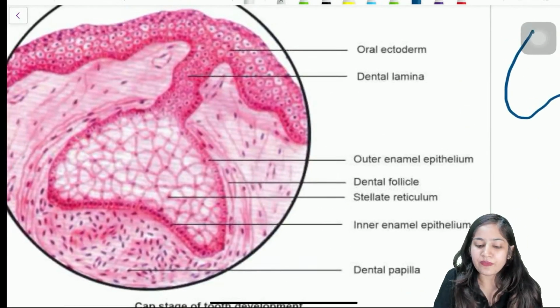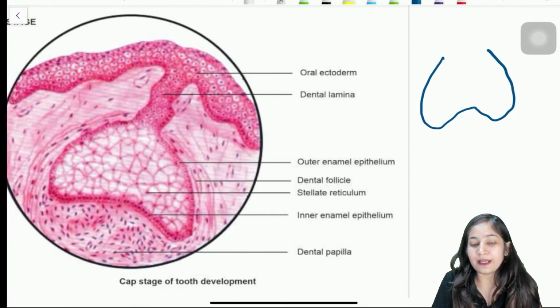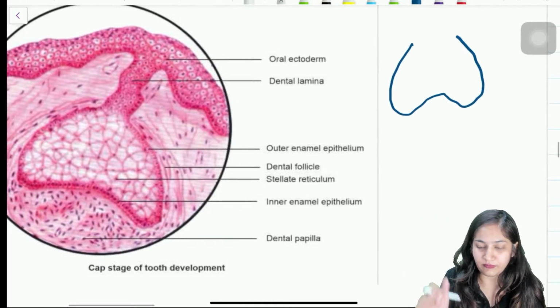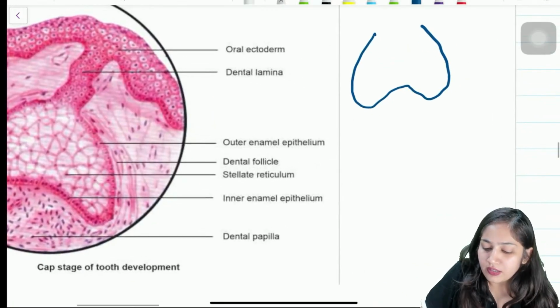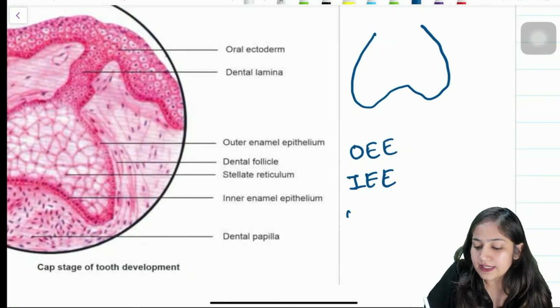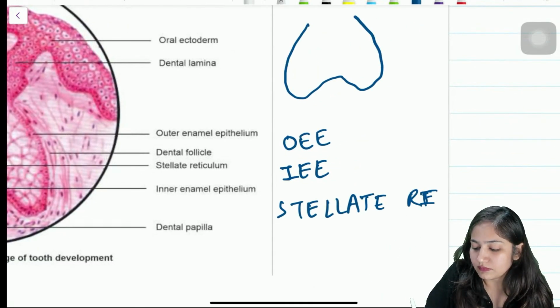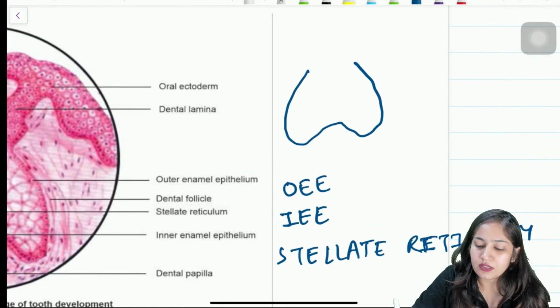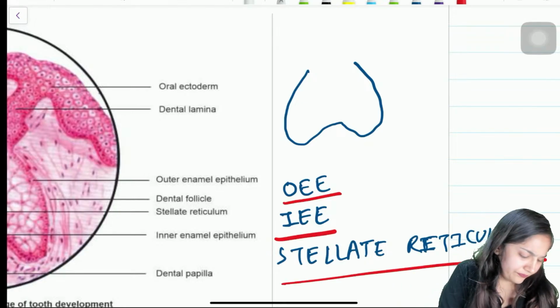In this diagram, we can appreciate different types of cells, right? So here we will be having three layers mainly. In the bud stage, we were having two layers. So which three layers will be present here? Outer enamel epithelium, inner enamel epithelium and stellate reticulum.